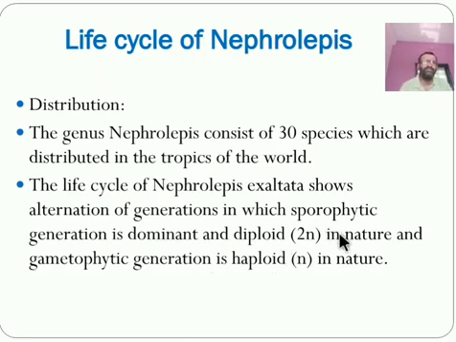Here the life cycle of Nephrolepis has two generations. The first one is the sporophytic generation and the second one is the gametophytic generation. But here the sporophytic generation is dominant, and the span of the gametophytic generation is less. So the sporophytic generation is dominant and diploid, and the gametophytic is haploid.